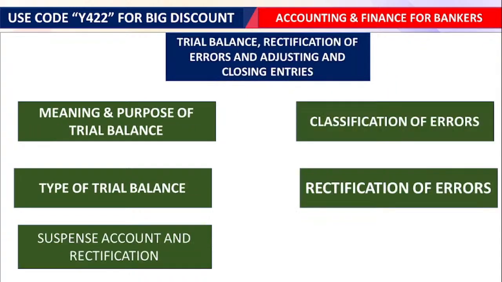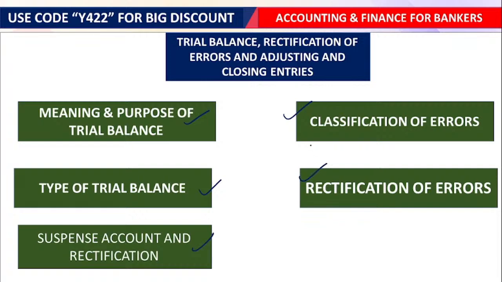Now the next chapter is the trial balance. In the trial balance, you are going to understand how we make the trial balance, what the trial balance is, what the purposes of the trial balance are, and what the different types of the trial balance are. Then the suspense account, what it means, and how we maintain the rectification entry in the suspense account, plus classification of the errors and rectification of the errors.